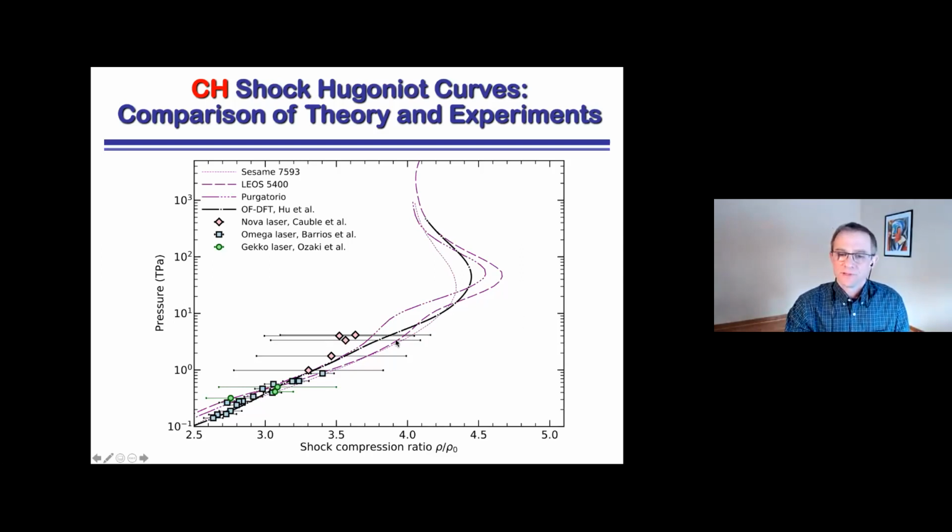Then we have different equation of state models. Here's LEOS, for example, that's quite compressible. Here is the Purgatorio curve put together by colleagues at Livermore. Here is the orbital free density functional calculation by Su Xing. That is an approximate way of dealing with density functional theory.